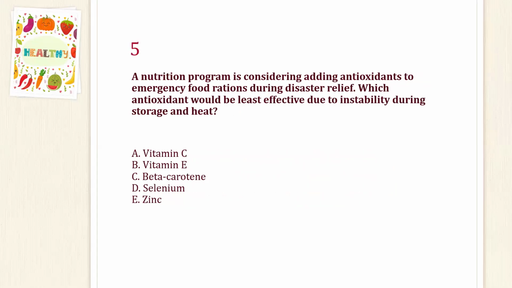The fifth MCQ: a nutrition program is considering adding antioxidants to emergency food rations during disaster relief. Which antioxidant would be the least effective due to instability during storage and heat? A, vitamin C. B, vitamin E. C, beta carotene. D, selenium. E, zinc. A. Yes, A is the right answer.